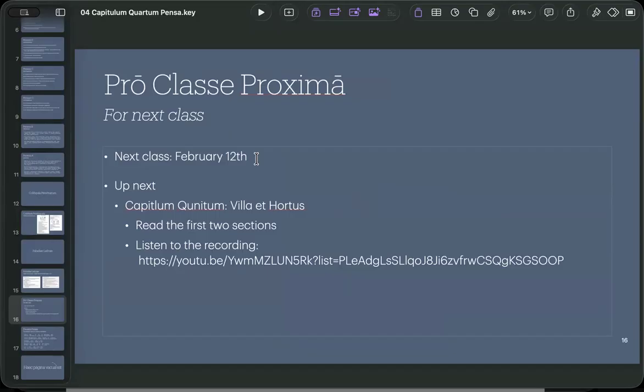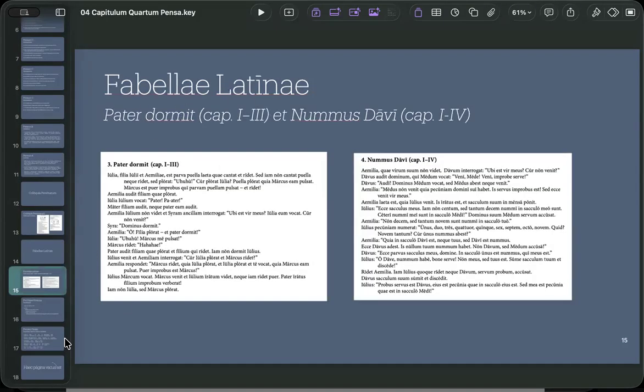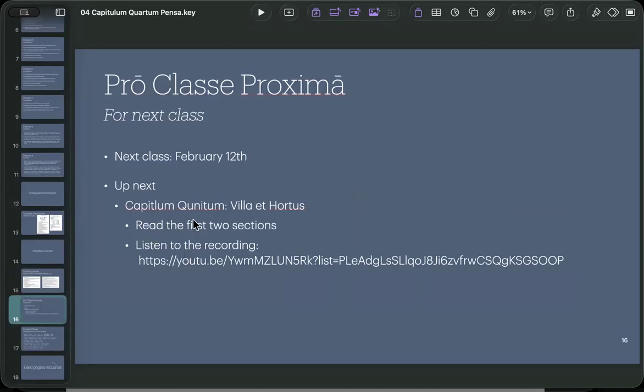And the thing, though, is they're going to do another wet dress rehearsal next week. And I'm pretty sure that schedule does not overlap with anything that I need to do. So I expect we will meet next Thursday. We will read the Fabele, and then we will start in on chapter 5, Capitulum Quintum, Villa et Hortus. Read the first 2 sections, listening to the recording.